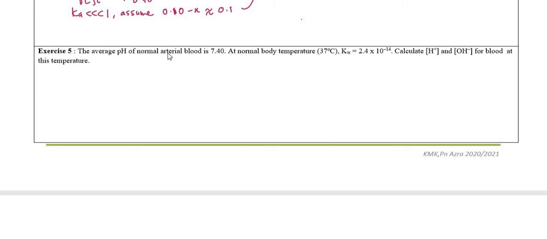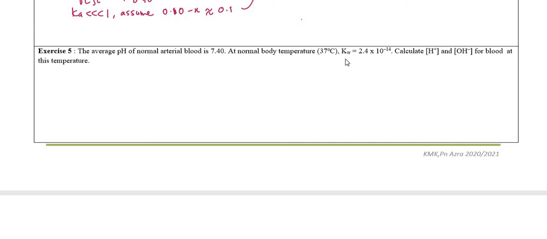For exercise 5, the average pH of normal arterial blood is 7.4. At normal body temperature 37, Kw is 2.4 exponent negative 14. Calculate H plus and OH minus concentration for blood at this temperature.